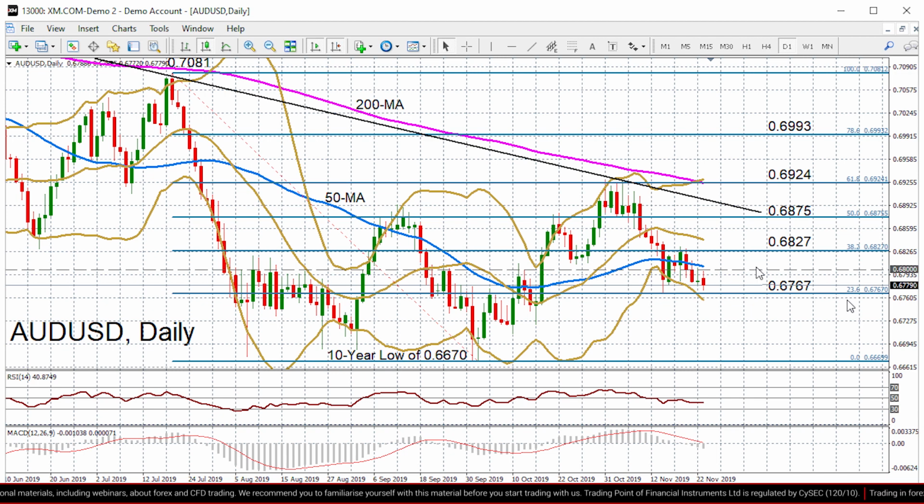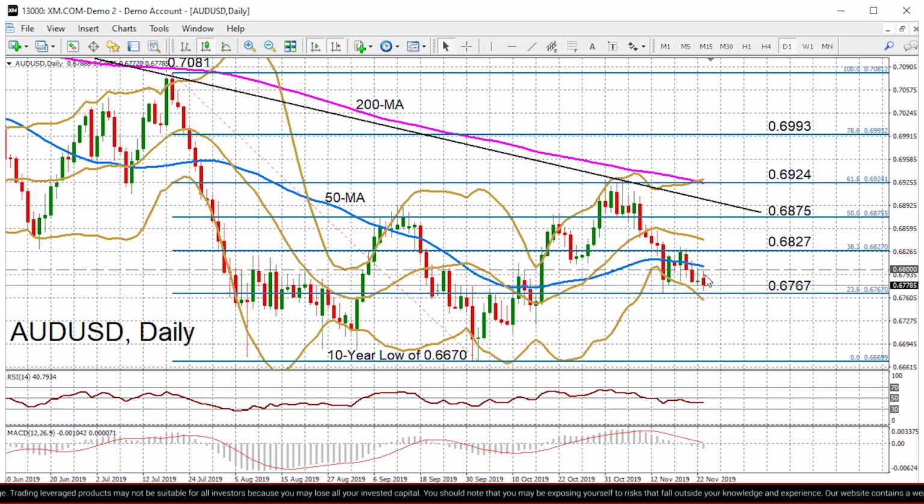Fibonacci retracement of the down leg from 0.7081 to 0.6670. So that level is at 0.6767. Breaking below that level could see Aussie dollar heading back towards the 10-year low of 0.6670 from back in early October, and that would risk shifting the current neutral medium-term picture to a bearish one.